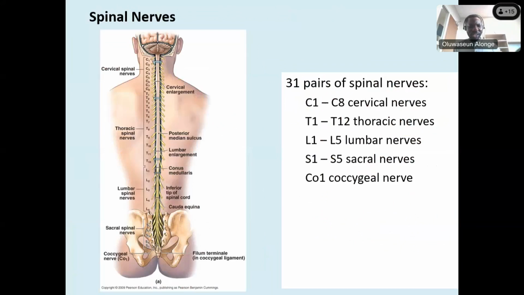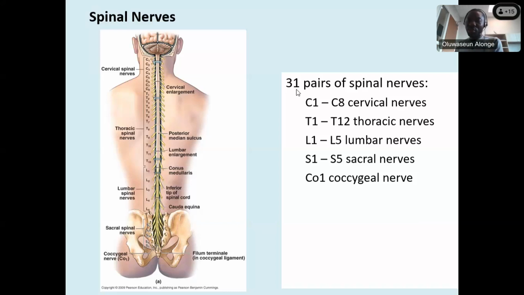I'll be a little fast now. This is just showing you the image of the spinal cord, like we discussed. There are 31 pairs of spinal nerves. And like I told you, there are 7 cervical vertebrae, but there are 8 cervical spinal nerves. So you don't want to confuse that. That's the only thing that is different.